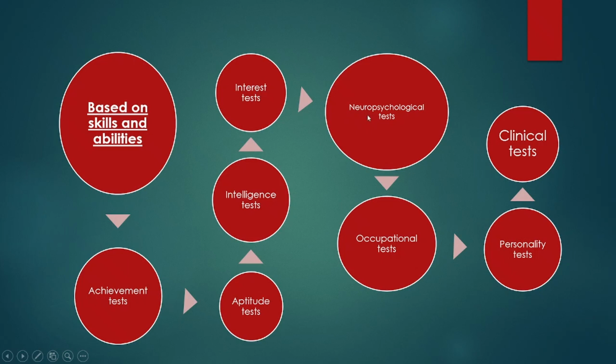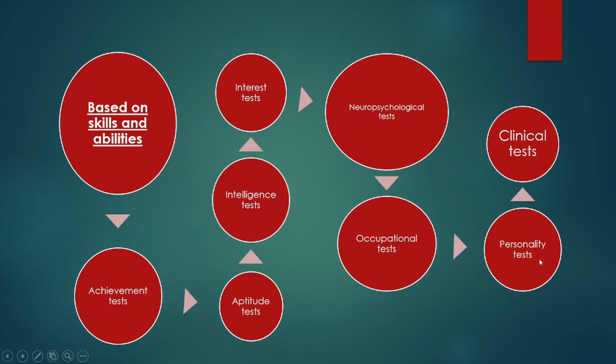Next, neuropsychological test. Here, if the person has any deficit in cognitive function, it can be measured in this neuropsychological test. For example, the Cambridge Neuropsychological Test Automated Battery (CANTAB) and the Benton Visual Retention Test are examples of neuropsychological tests. Next, occupational tests. Here, they will match the interests of one person with another. For example, the MC Quake occupational test.